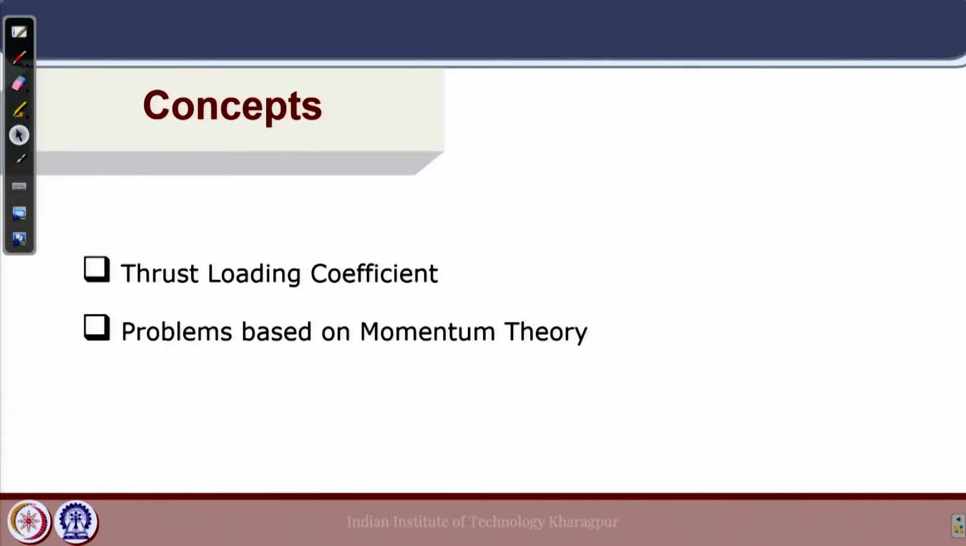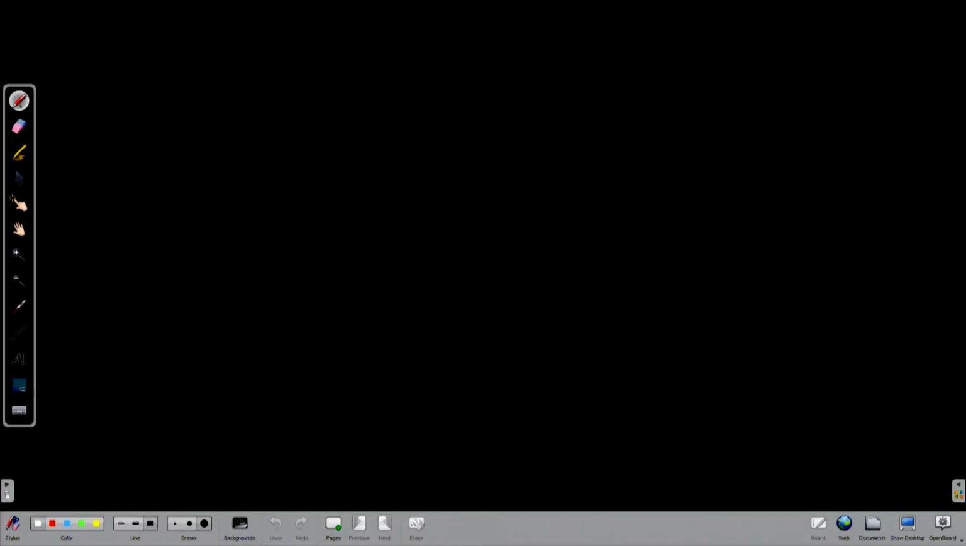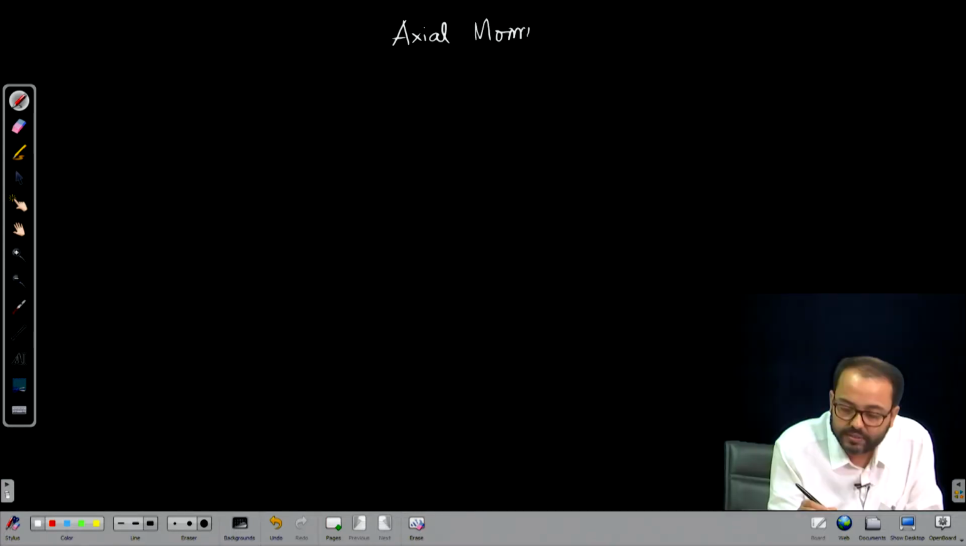So, the key concepts discussed in today's class will be thrust loading coefficient from the context of propeller momentum theory, and we will also do some problems based on momentum theory. So, let us continue with the equations that we have derived for axial momentum theory of propellers.